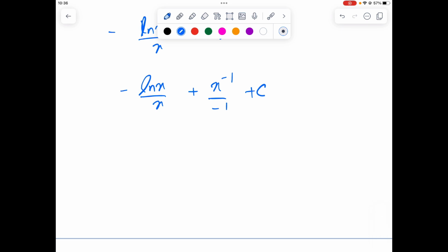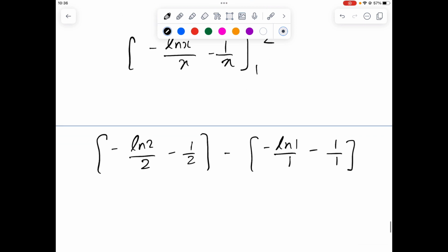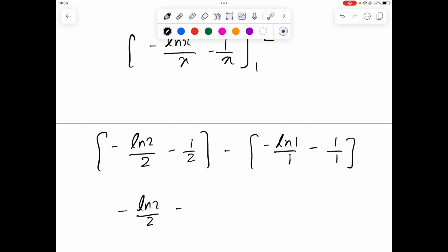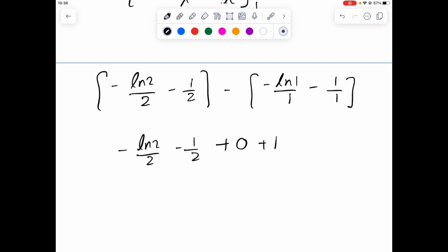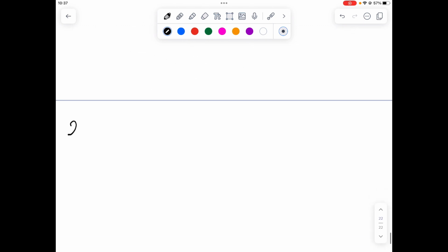I am going to apply the limits for this one. Negative ln x upon x minus 1 upon x from 1 to 2. Apply the limits, so it becomes negative ln 2 upon 2 minus 1 upon 2, minus ln 1 upon 1. Ln 1 is 0, minus 1 upon 1. So minus ln 2 upon 2 minus 1 upon 2 plus 0 plus 1. So 1 minus 1 by 2 is 1 by 2. 1 upon 2 minus 1 upon 2 ln 2. That is the answer. Question number 20.